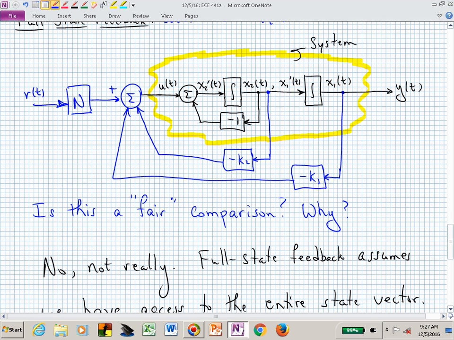Haven't covered this very much, so I can understand your head scratching. But we want to now pick N to give us a DC gain of 1 in our closed loop system.